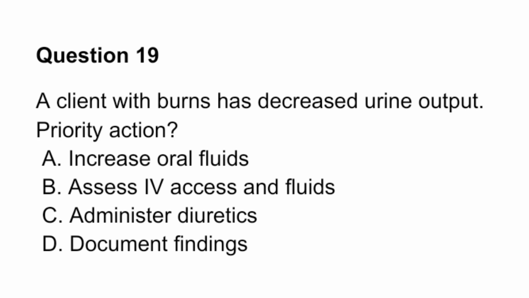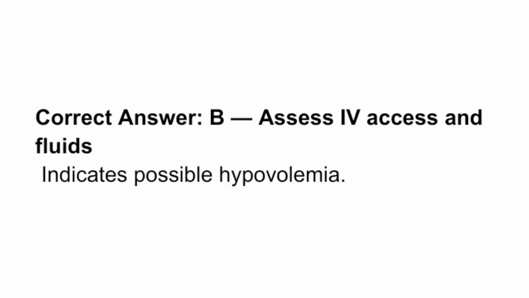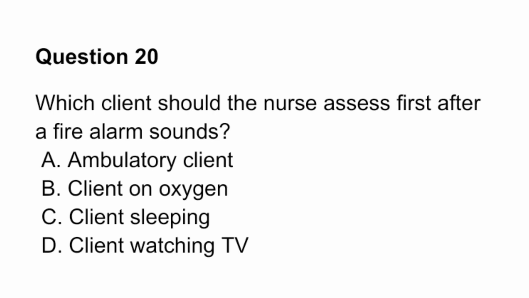Question 19. A client with burns has decreased urine output. Priority action. A. Increase oral fluids. B. Assess IV access and fluids. C. Administer diuretics. D. Document findings. Correct answer, B. Assess IV access and fluids. Indicates possible hypovolemia.